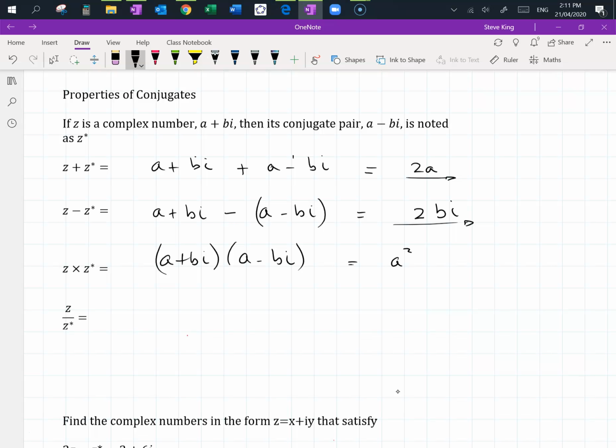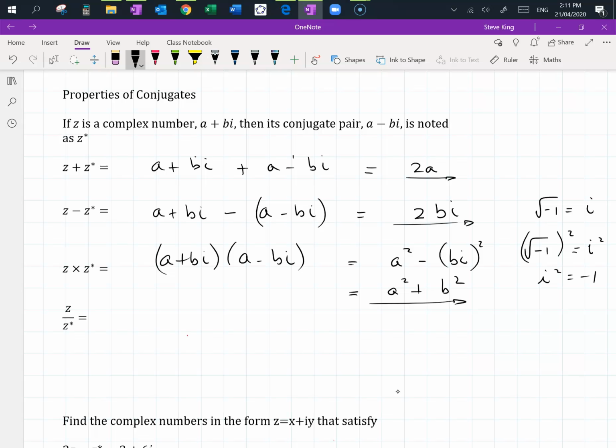I multiply the first element, that's going to be a squared minus bi squared, and bi squared, well, I know that the square root of minus 1 is going to equal i, so i squared is going to be the square root of minus 1 squared. And so, in fact, i squared is equal to minus 1. So what I have here is, in fact, a squared plus b squared. So that's what happens when I multiply a number and its conjugate.